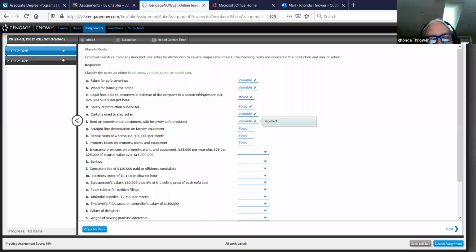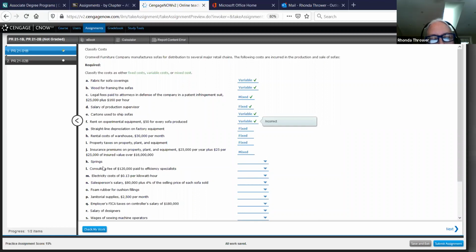In J, insurance premiums on property, plant, and equipment are $25,000 per year plus $25 per $25,000 of insured value over 16 million. This is an example of a mixed cost. The $25,000 per year is fixed, but the $25 per $25,000 of insured value over 16 million is variable. So this is an example of a mixed cost.